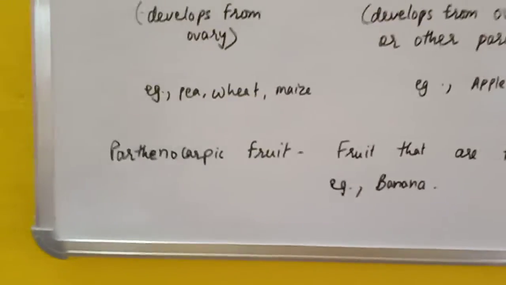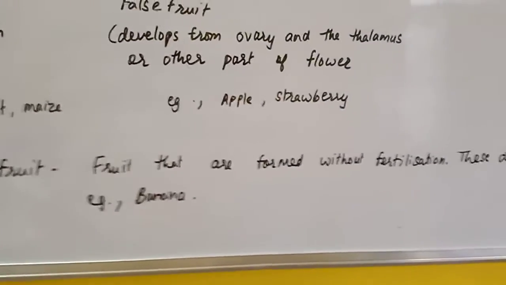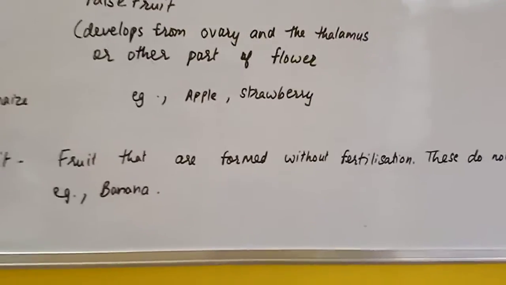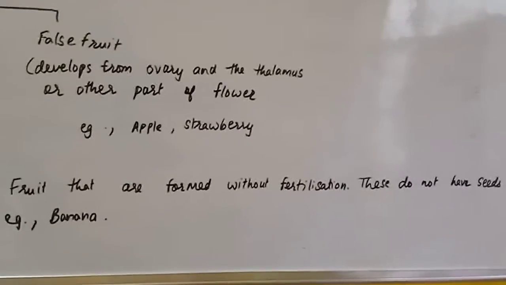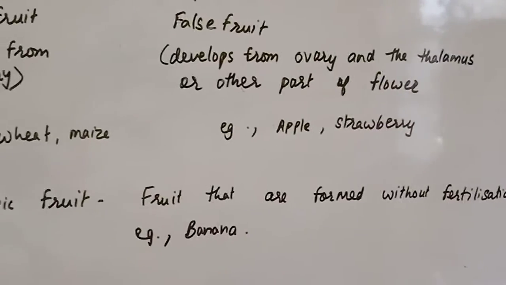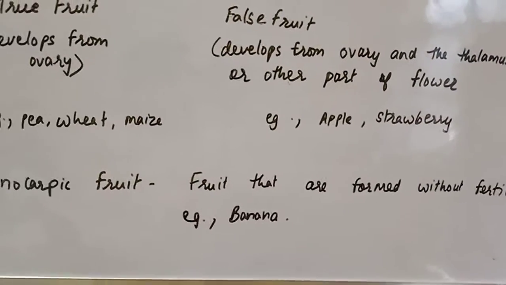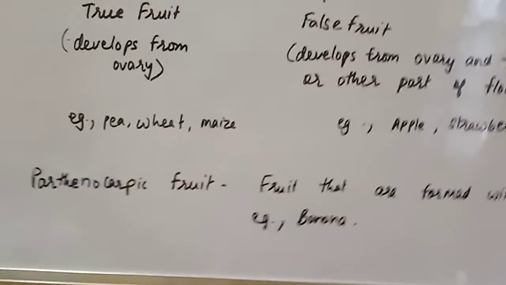Now next type of fruit we will be studying is the parthenocarpic fruit. Now what is parthenocarpic fruit? These fruits are developed without fertilization. Fruits that develop or are formed without fertilization are called parthenocarpic fruits. These do not have seeds. Example is banana. Parthenocarpy can also be induced artificially by growth hormones.